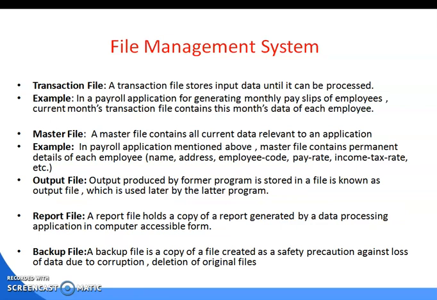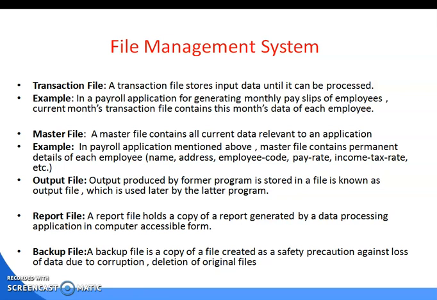Next comes the file management system. The types are the transaction file, master file, output file, report file and backup file. First is the transaction file. A transaction file stores input data until it can be processed. For example, in a payroll application for generating monthly pay slips of employees, the current month's transaction file contains this month's data of each employee. So the transaction file stores input data until it can be processed. That means the file holds the data until it can be processed.